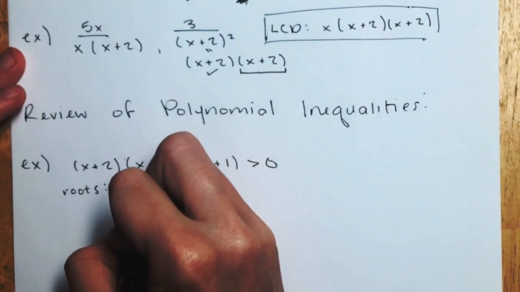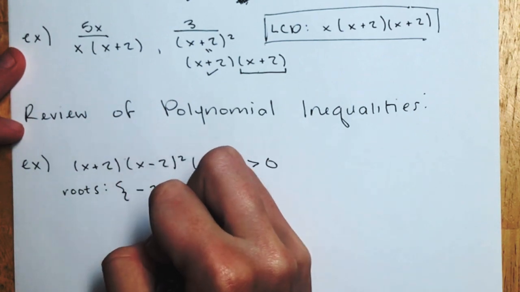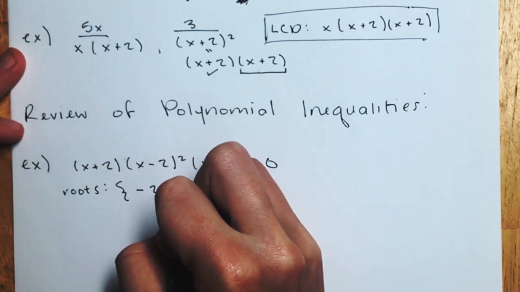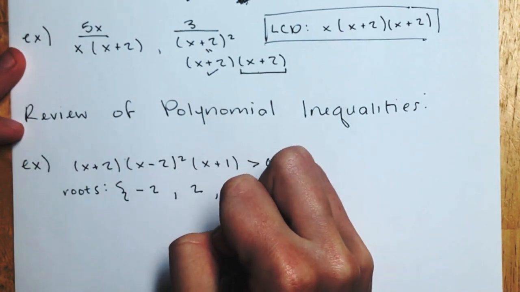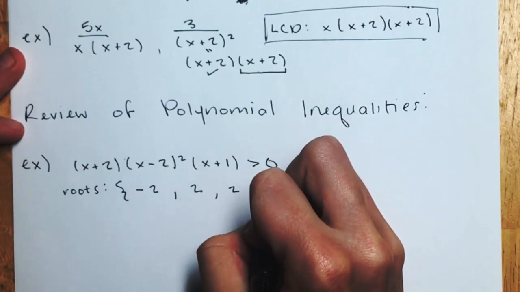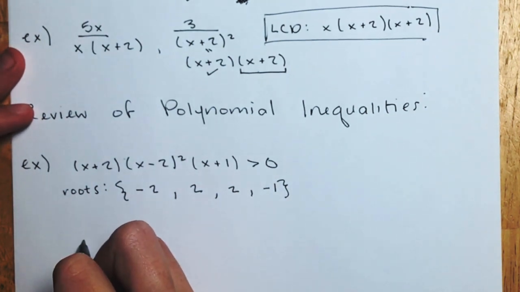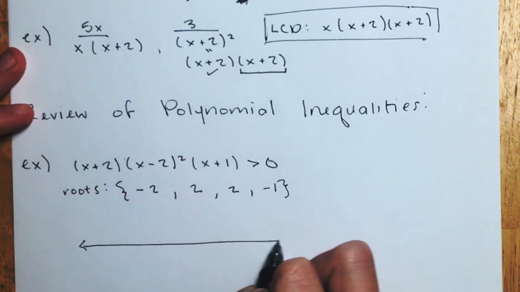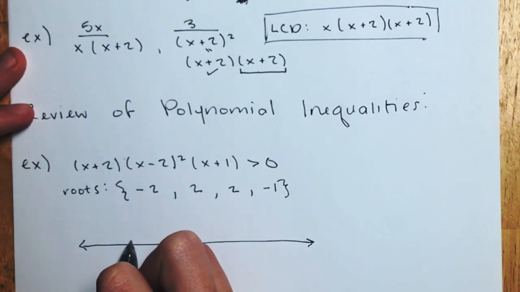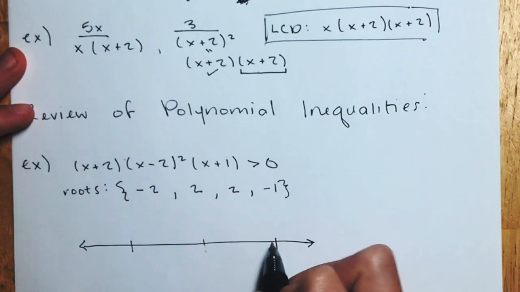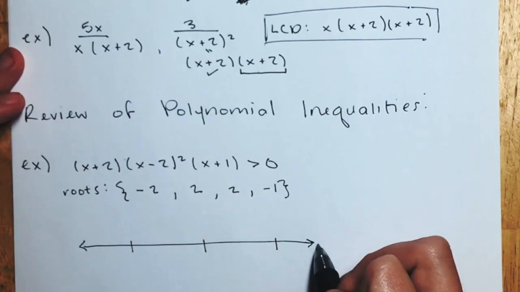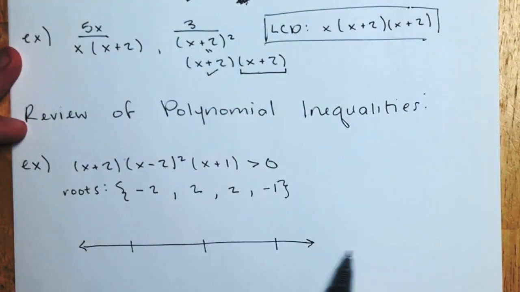Well, what are my roots here? It looks like I've got -2, 2, 2, and -1. Those are all my roots. So we want to put those on a number line, right? That's our whole deal with inequalities, is that we draw that number line. Remember, we are trying to keep track of where this function is positive or negative on this number line, right?